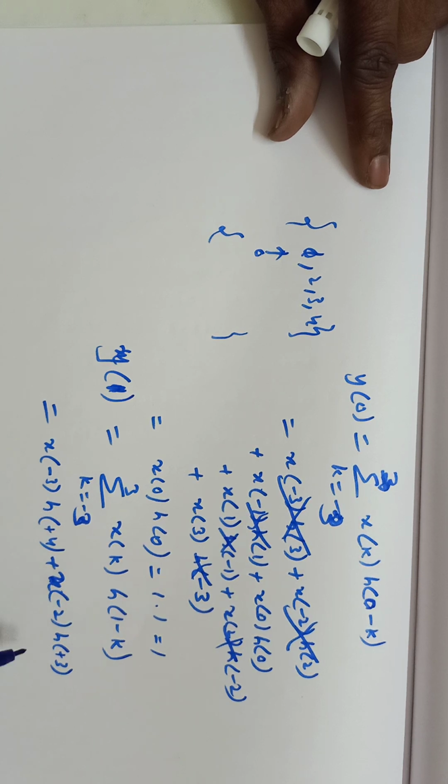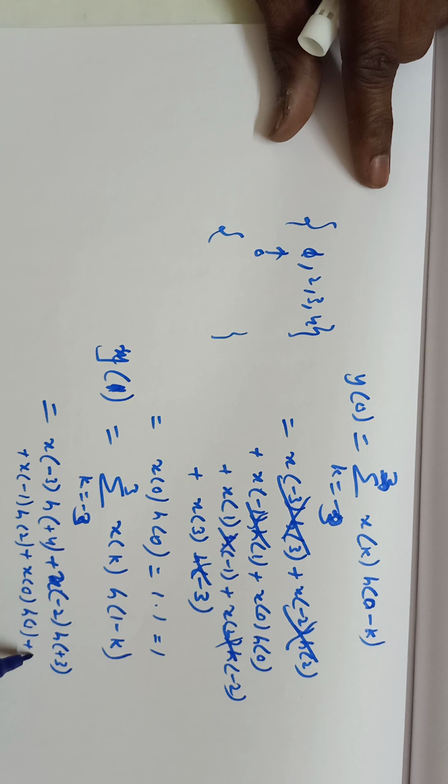So similarly it will be x of minus 1 into h of 2 plus x of 0 into h of 1 plus x of 1 into h of 0 plus x of 2 into h of minus 1 plus x of 3 into h of minus 2. So we just vary the k value here, and based on the sequence we will substitute here.